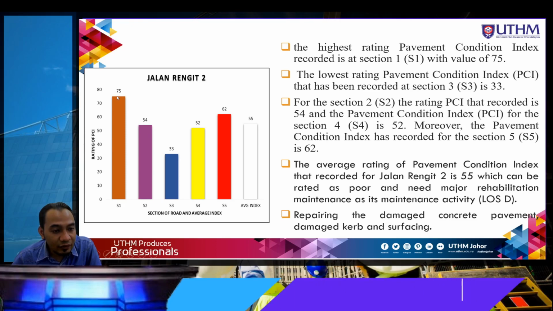about 75, and the lowest PCI value is at section 3, about 53, and the average PCI value is about 55. So we can categorize Jalan Ringit 2 as LOS D, level of service D. This means this road needs major rehabilitation maintenance, especially repairing damaged concrete pavements, damaged curbs, and surfacing.